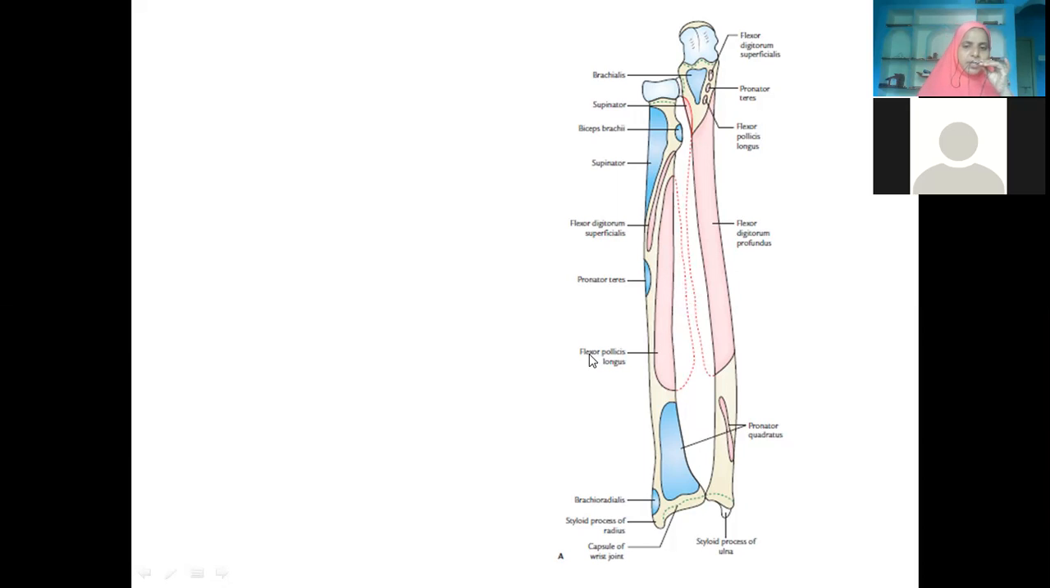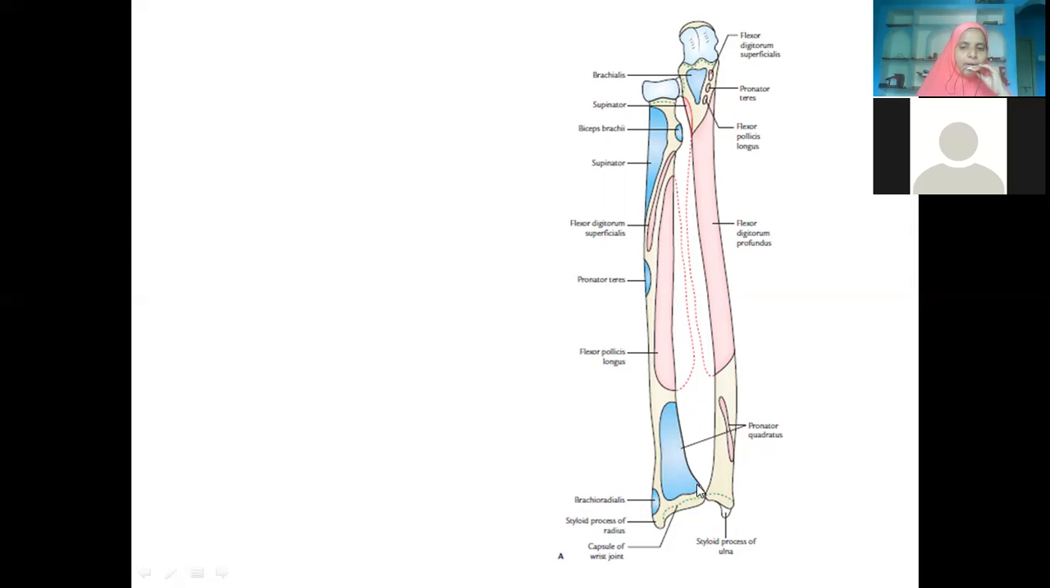It's giving origin to flexor pollicis longus muscle. Okay, and this is the lower end of the radius. The lower end of the radius, we know it has how many surfaces? It has 5 surfaces. So let us see, the anterior surface is receiving the insertion of pronator quadratus. Okay, so laterally it is receiving the insertion of brachioradialis.